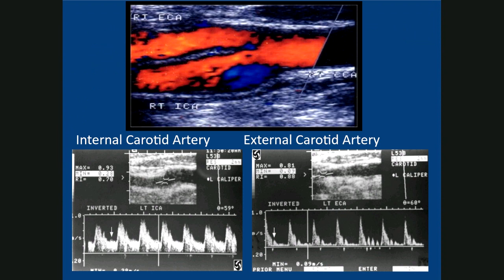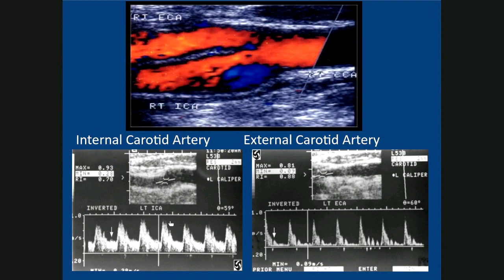Okay, on this picture here, they have it labeled external and internal. As you can see, the internal here is a bit wider than the external, okay? This section right here we refer to as the bulb, okay? And again, the internal is a bit wider.